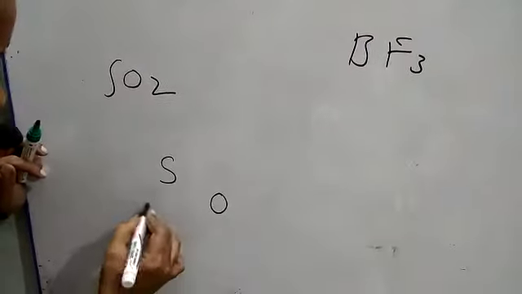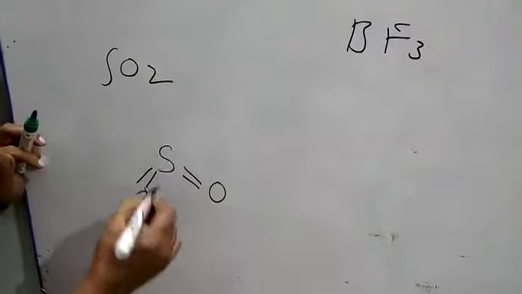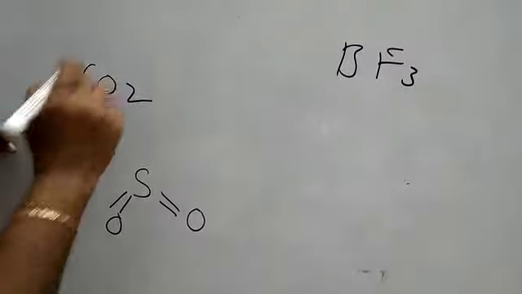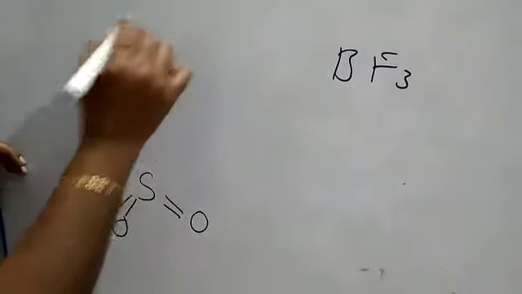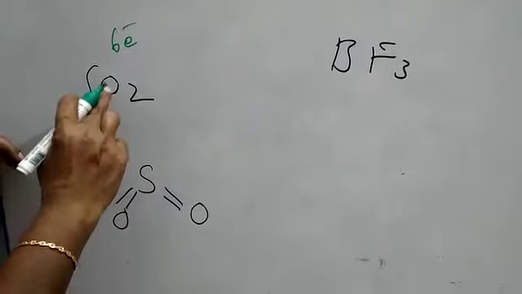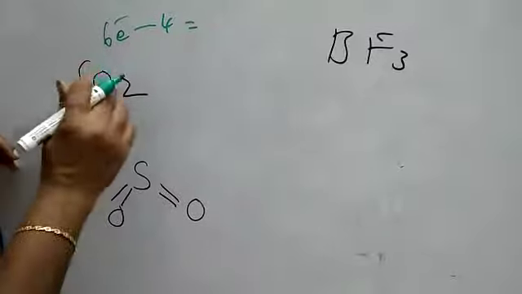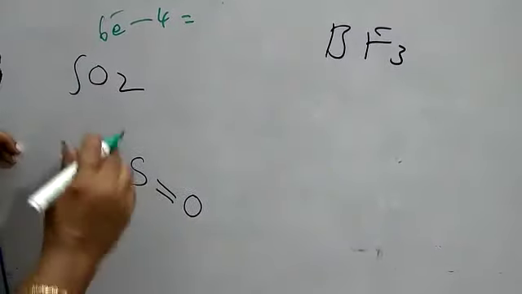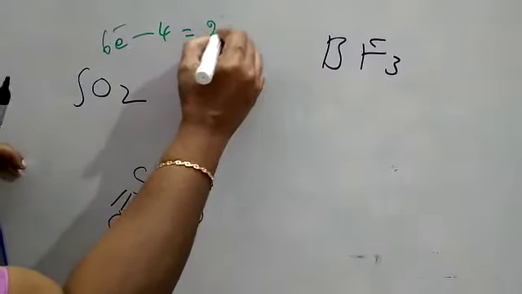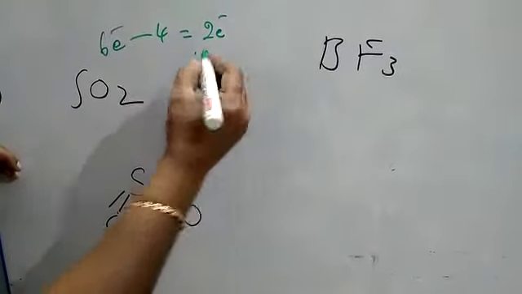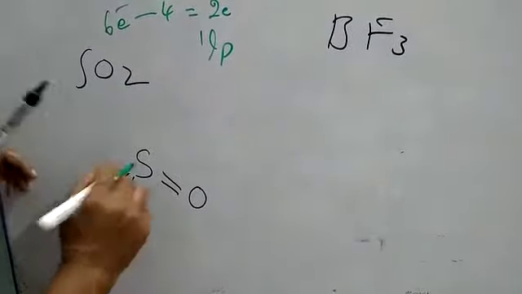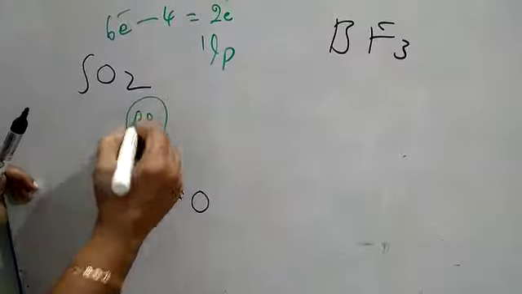Your sulfur dioxide structure is like this. Okay, valence electrons for your sulfur is 6. So how much is utilized? 2 bonds are there, so 4 utilized. 1 oxygen having 2 electrons, so 4, okay. So 2 electrons remain, so it is having 1 lone pair. So on sulfur you are having 1 lone pair.